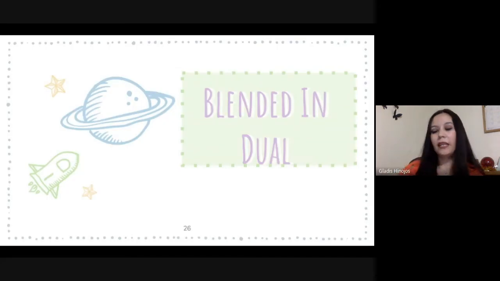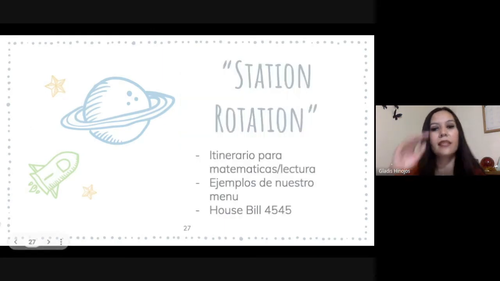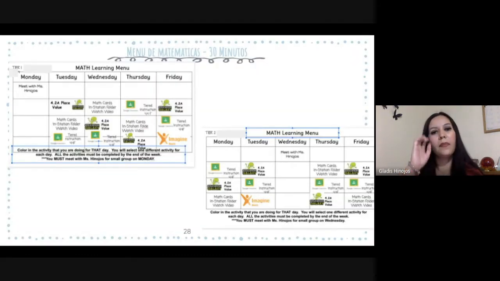Okay, so just like Ms. Arras was saying, this is how we do it. I'm just going to go straight to my station rotation. I'm going to show you the same thing: itinerario para matemáticas, ejemplos de lectura de nuestro menú, and House Bill 4545, which is our choice board. So let me show you. This is how mine looks for math.